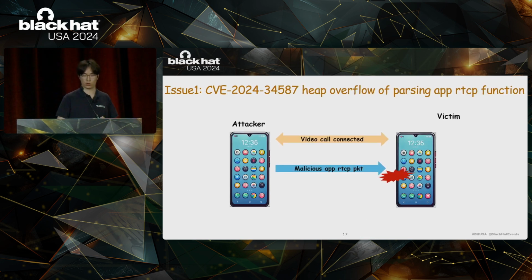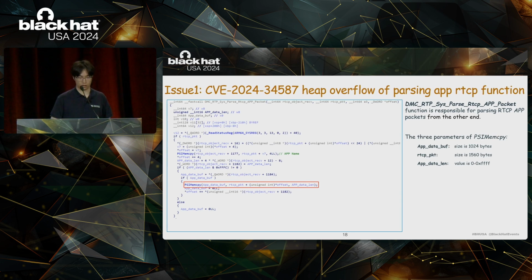So here's the trigger scenario of the first CVE. After the video call connection is established, the attacker sends a malicious APP RTCP packet, which can trigger a heap overflow in the victim's phone. This out-of-bound write can write at most hex FF bytes. This one is the start of our research, a typical heap overflow.